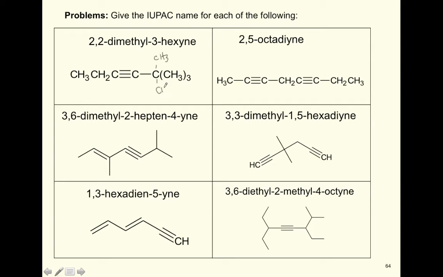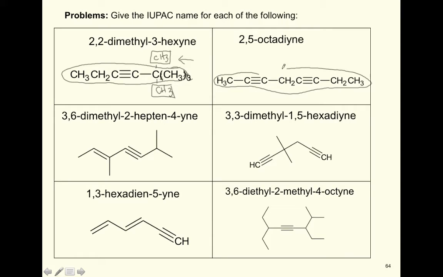I'm going to go ahead and mark my longest continuous chain, which contains the entire triple bond. The triple bond has priority: 1, 2, 3, or 1, 2, 3. Either direction it starts on 3, but because I have these groups coming off, this will break the tie, because these now have to have the lowest numbers. The direction is in this direction. That gives me 2,2-dimethyl-3-hexyne.